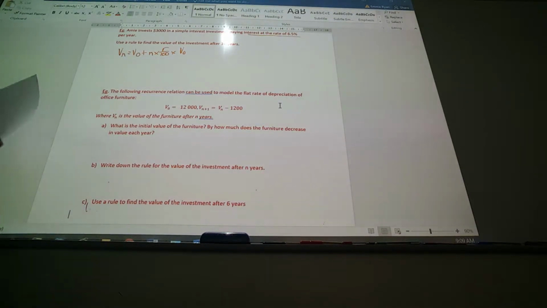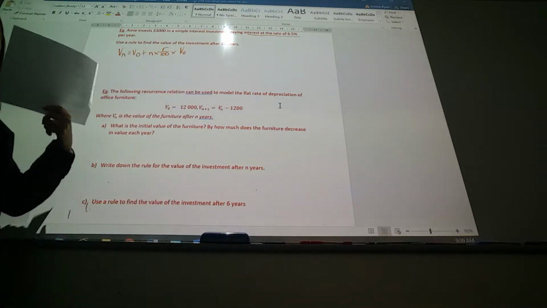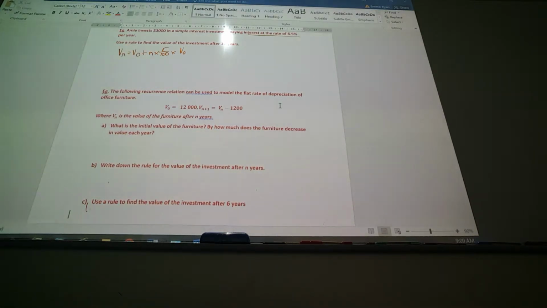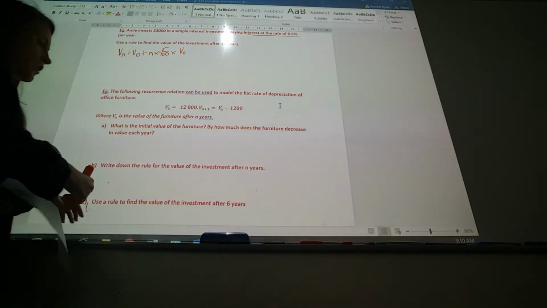All right, because it's investment, we know we're building money. That's why it's a plus here as well. Now this question just says, use a rule to find the value of the investment after 10 years. It doesn't say anything about in terms of N. So we don't have to write a rule with N in it. We can just sub all our values in straight away because it hasn't asked for a rule in terms of N. Make sense? Cool. All right.